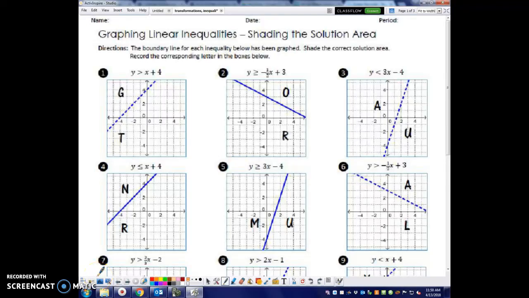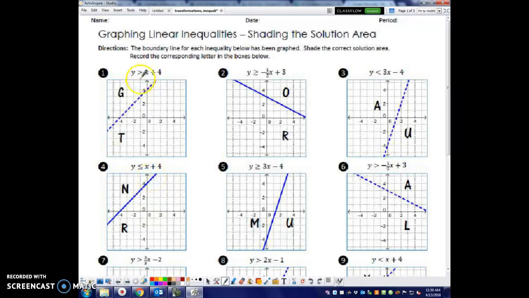Alrighty, so today we're going to be looking at graphing linear inequalities and transformations of linear equations. So, let's look at number 1, okay? We want to see which side to shade. Remember, these dotted lines mean that nothing on this line will actually count. But the solid lines mean that whatever's on this line will actually count, okay?